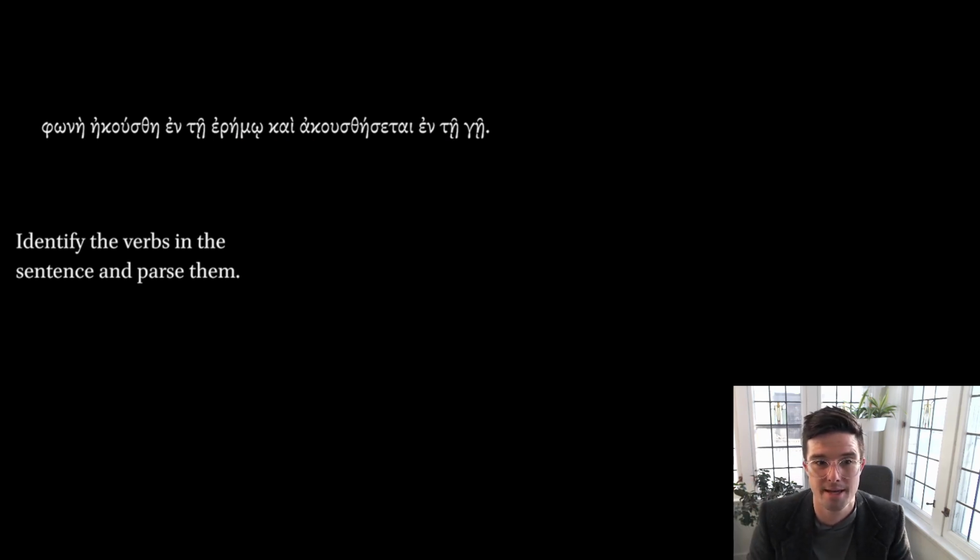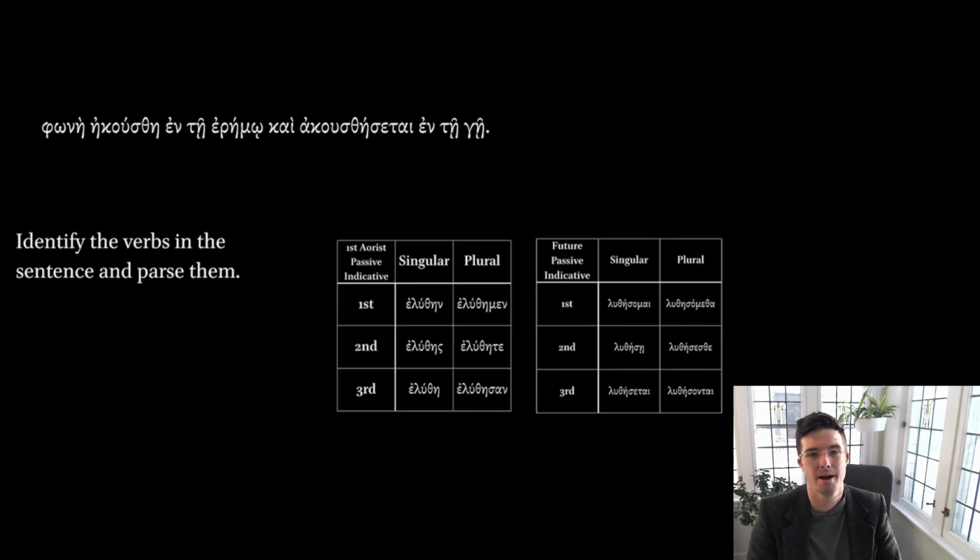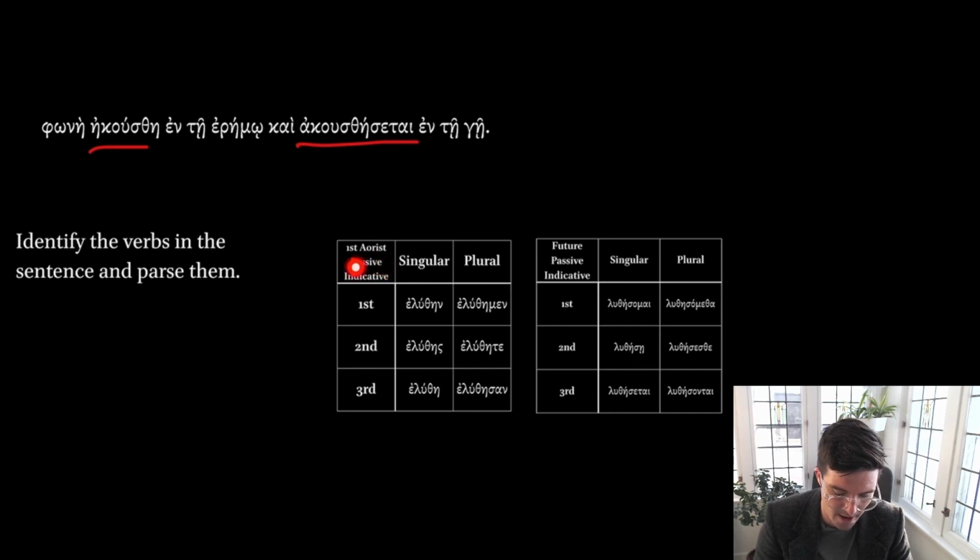and then go ahead and parse them as well. And here is the paradigm to help you out with your parsing information. You can go ahead and pause and match up the verbs with where they fall on the paradigm. So our first verb is going to be ἠκούσθη, and our second one is going to be ἀκουσθήσεται. Sorry, that one's a mouthful there. And ἠκούσθη is going to be a first aorist passive indicative. The ending is going to match up with our third person singular. So we're going to be looking for a singular subject.